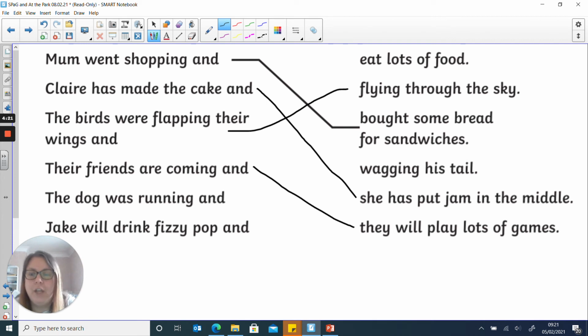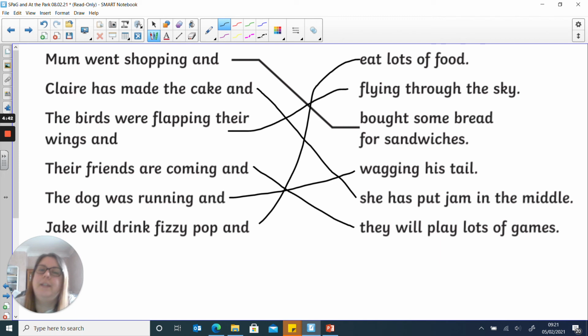Right, the last 2. The dog was running and eat lots of food or wagging his tail. What was the dog doing? Yeah, he was wagging his tail as well as running round, wasn't he? So the last one is Jake will drink fizzy pop and eat lots of food. So can you see how I've used and to extend my sentence further? Jake will drink fizzy pop and eat lots of food. And that's what you have been doing today.